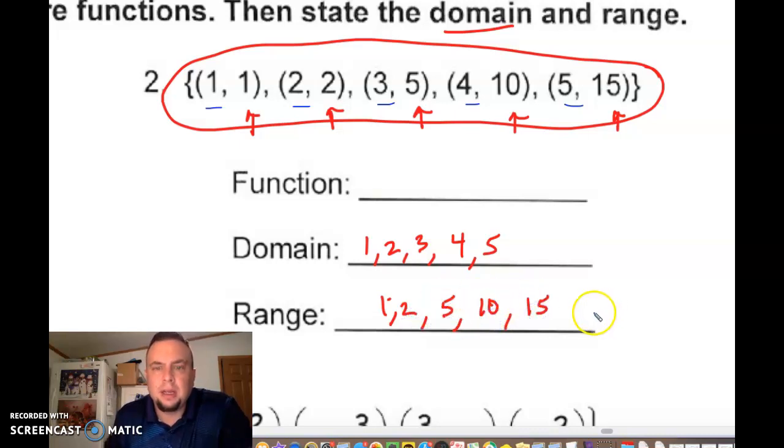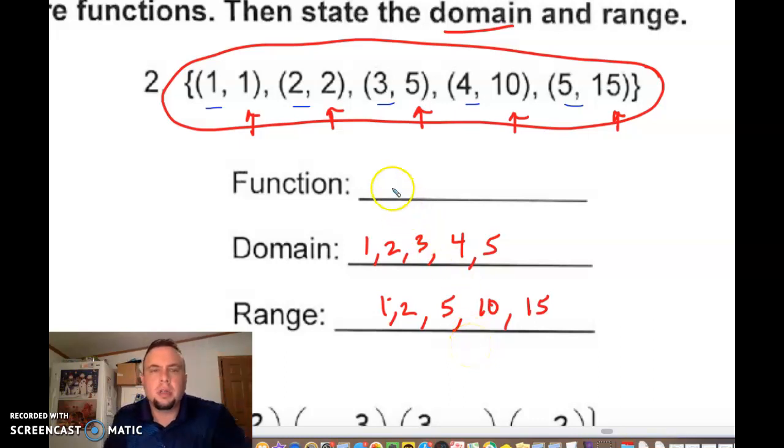And if they repeated, you wouldn't keep writing it. Okay? If there was like three 3s, 3 comma this, 3 comma this, you only write it once for the domain. And same with range. If there were a few 5s or a few 10s, whatever, you only write it once. You're just telling us what the domain and range consist of.